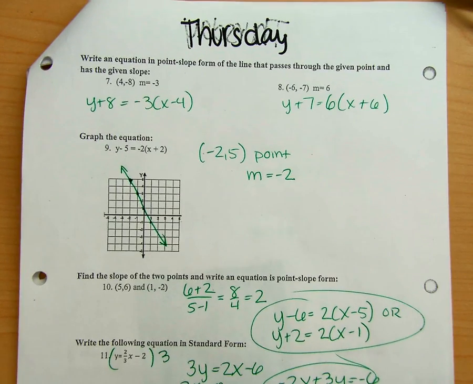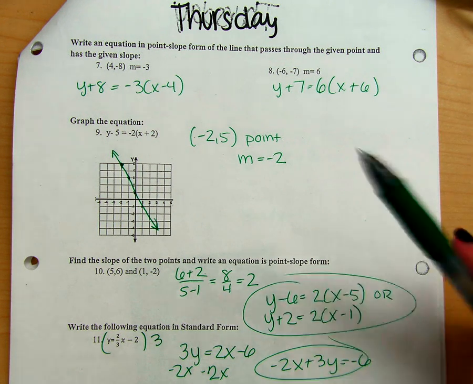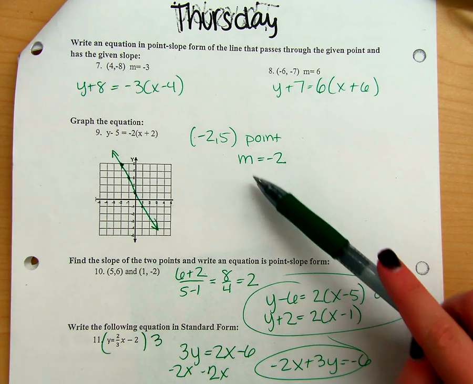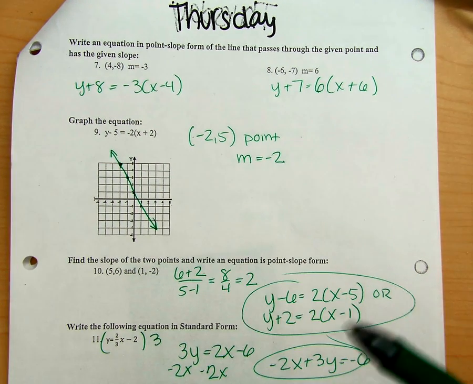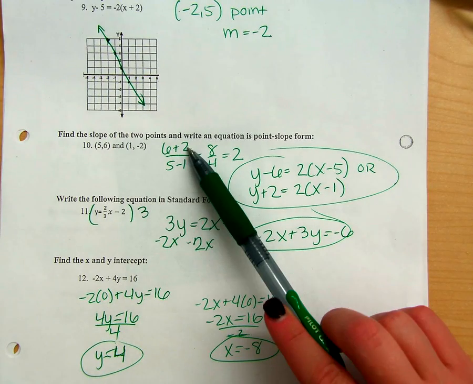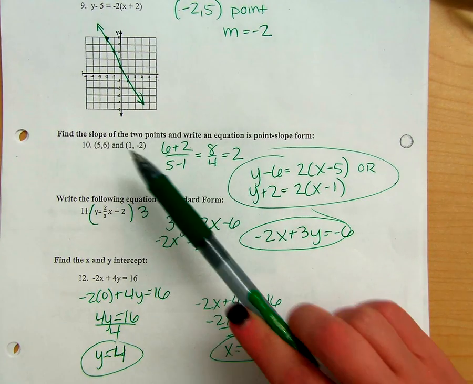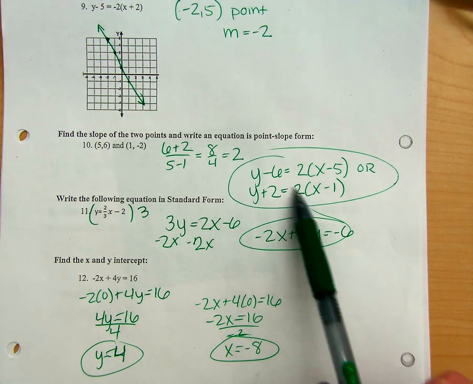On the back, please pause the video if you need to check your answers. Number 7 and 8 are your point slope form. Number 9, I give you the point and the slope and the graph. Number 10, you're plugging your points in, finding the change in y over the change in x, and getting your slope, and then using either point to create a point-slope form.